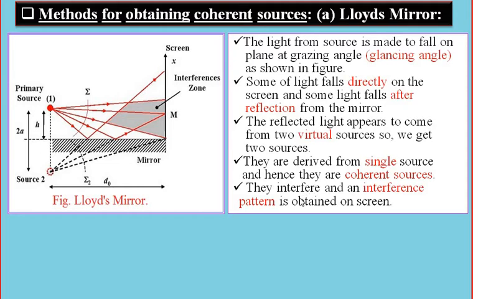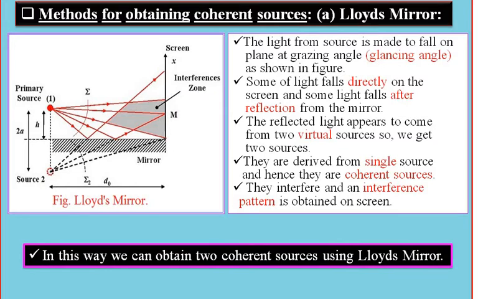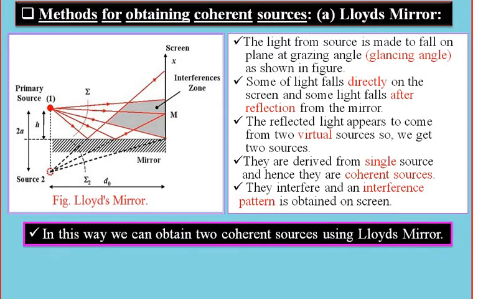They interfere, and an interference pattern is observed on the screen, which consists of alternate bright and dark bands. In this way, we can obtain two coherent sources by using Lloyd's mirror. Then consider the second method to obtain the coherent sources, which is the biprism.